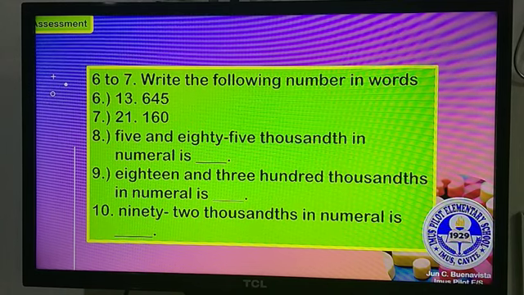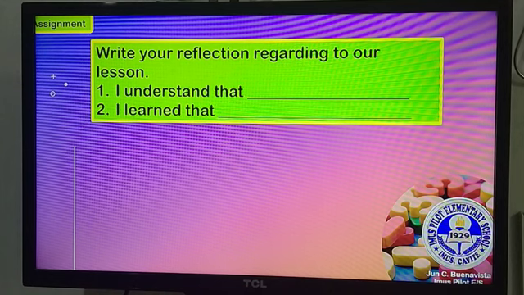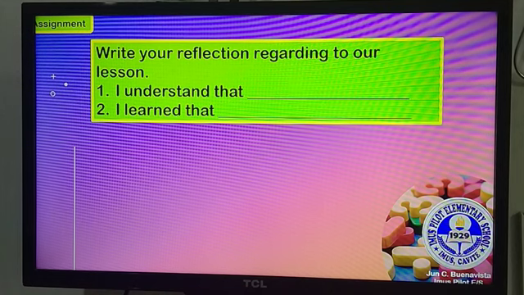Okay. Again, we are going to check that this coming Friday. For your assignment, below your quiz, ilalagay nyo rin po dyan ang inyong reflection. Write your reflection regarding our lesson today. So you're going to complete the sentence. I understand that blah blah blah. Then I learned that blah blah blah blah. So you have to write that also in your pad paper below your quiz.